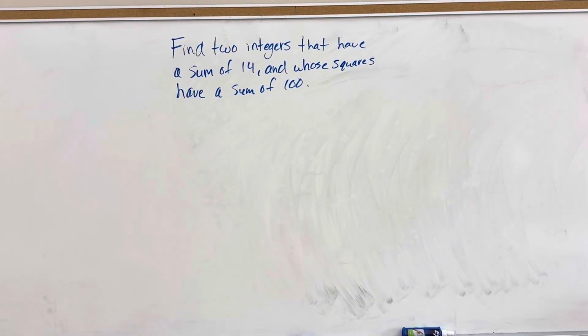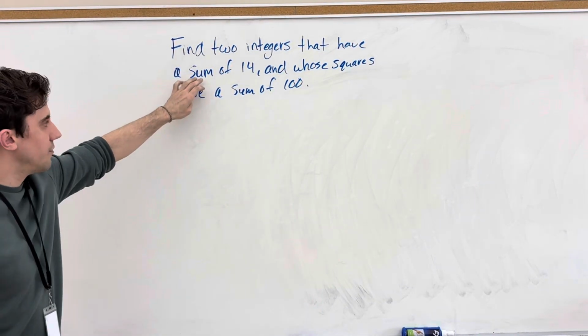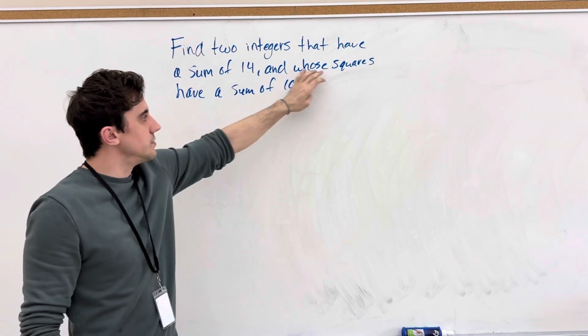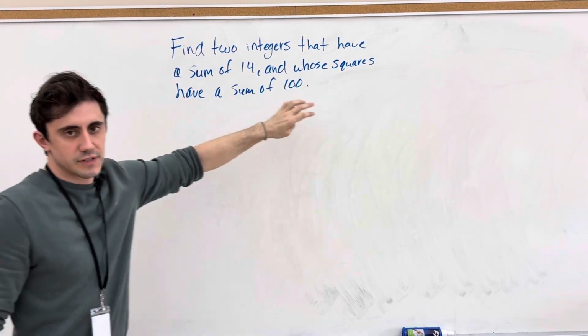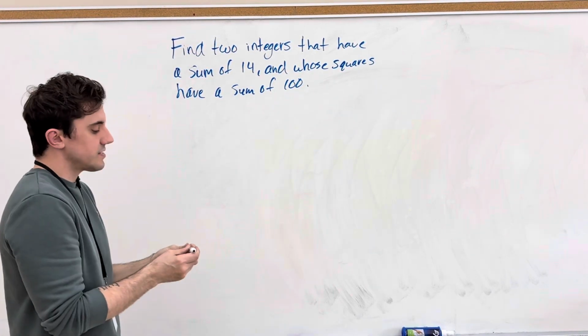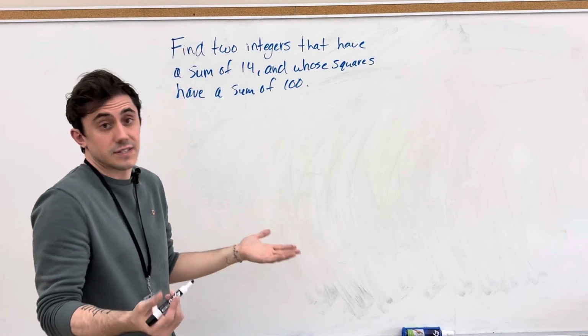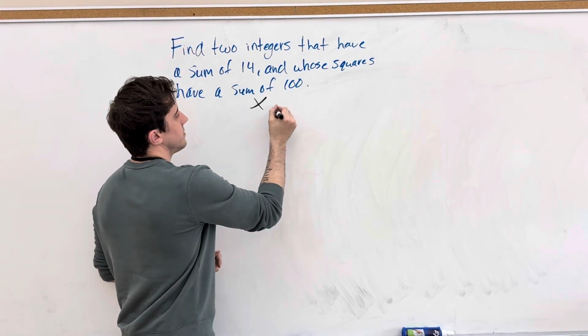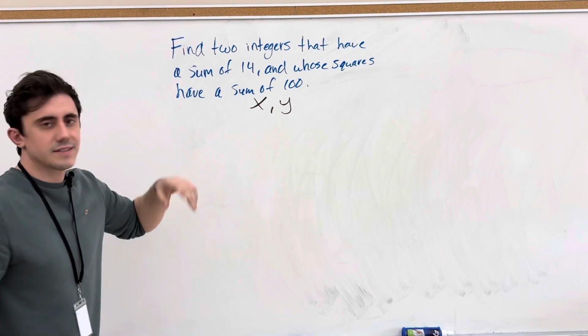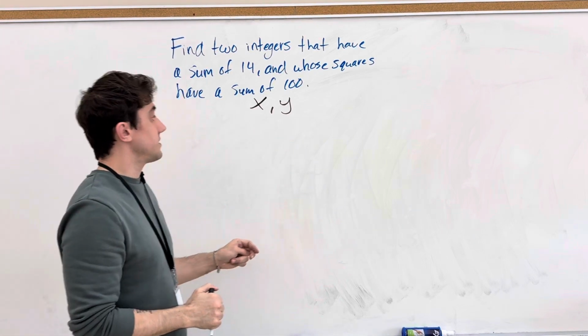Hey everyone, today we're going to look for two integers that have a sum of 14 and at the same time whose squares have a sum of 100. Okay, so to start things off, let's call our two integers something so that we can refer to them. Let's call them x and y, for simplicity's sake.